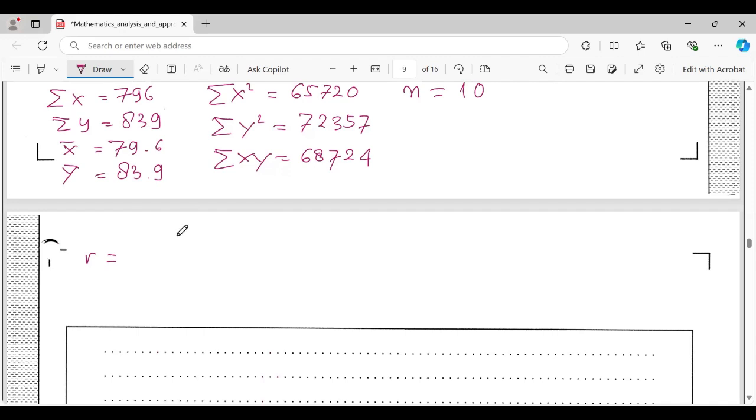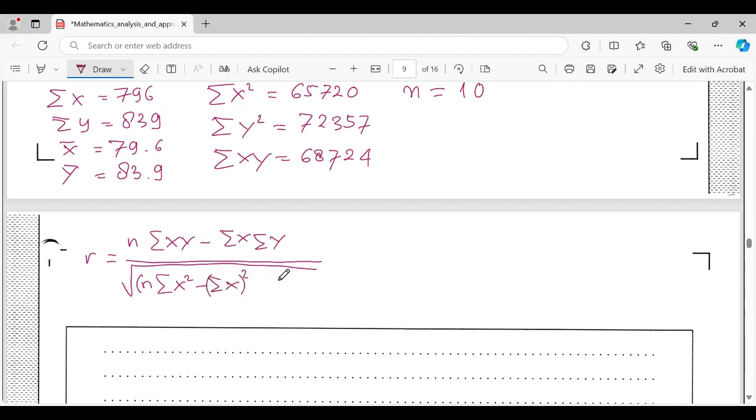Now, I'm going to show you how we calculate the correlation coefficient, or R, through this formula: N times sigma XY minus sigma X sigma Y, over the square root of N times sigma X squared minus sigma X squared, times N sigma Y squared minus sigma Y squared.